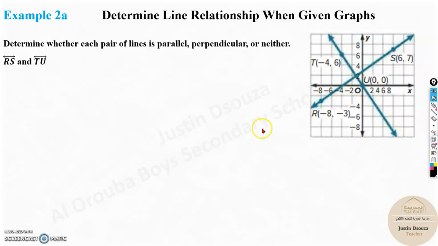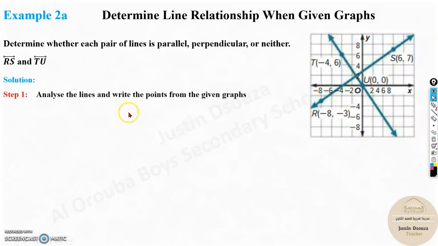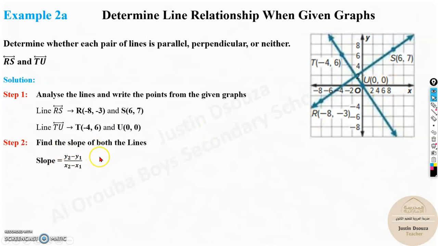Same thing, just like what we have done before. You need to use the slope formula. Let's first write the points. For line RS, the R point is -8, -3, S is 6 and 7. Same way for T, -6, -4, and U, 6, 0. Now use the slope formula and write it: x1, y1, x2, y2. Just substitute and solve over here.